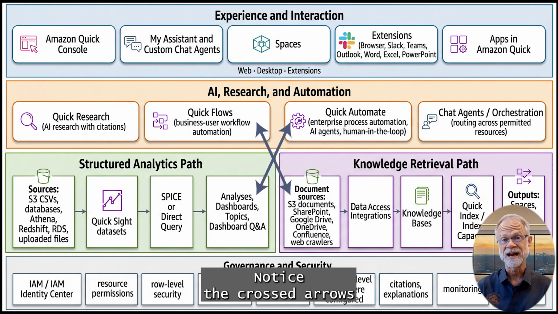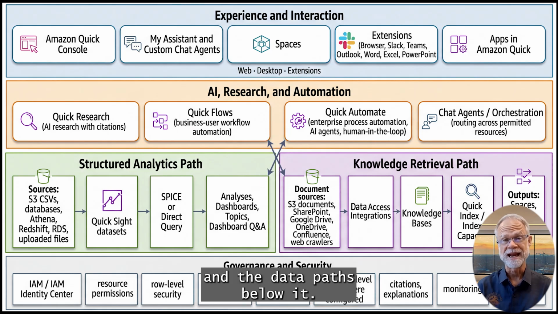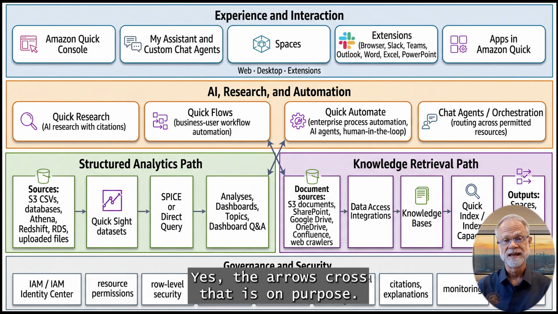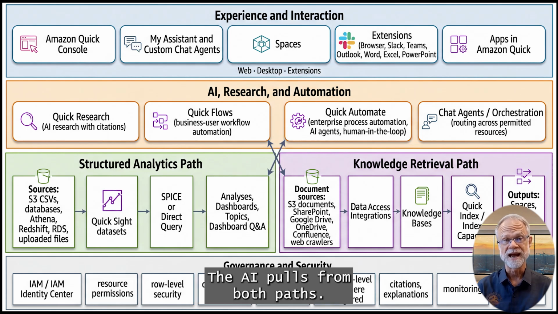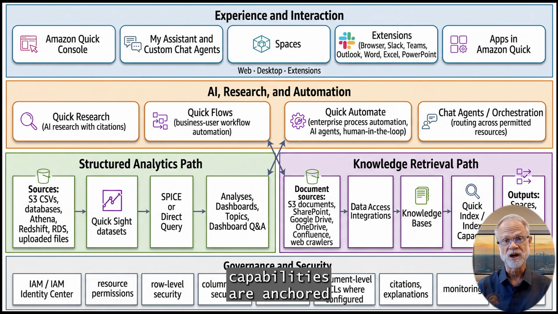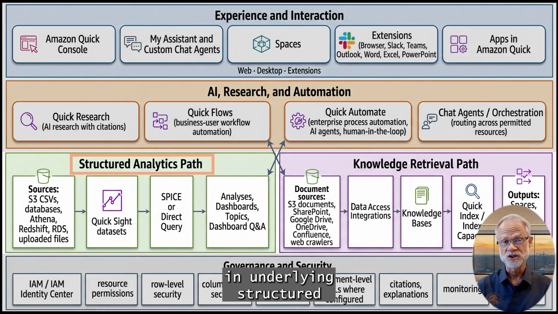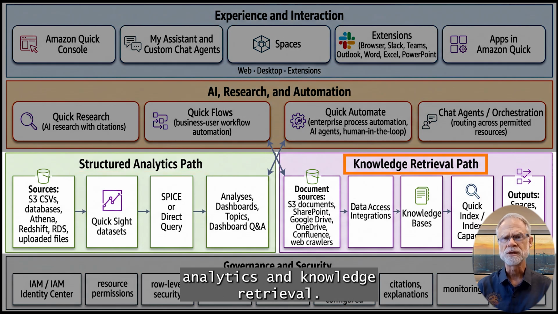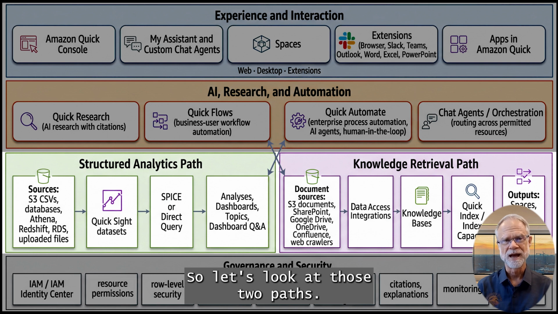Notice the crossed arrows between the AI layer and the data paths below it. Yes, the arrows cross. That is on purpose. The AI pulls from both paths. The AI capabilities are anchored in underlying structured analytics and knowledge retrieval. So let's look at those two paths.